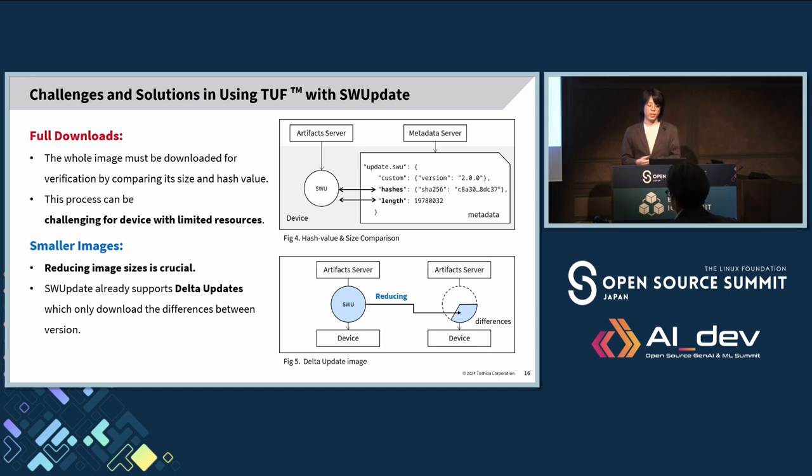Fortunately, SWUpdate already supports delta update, which only downloads the differences between the current version and the new version. This allows us to avoid downloading the entire image and helps cut down the bandwidth and the time needed for updates. That's a benefit. Combining TUF with delta update lets us keep updates secure and efficient, even on devices with limited resources.